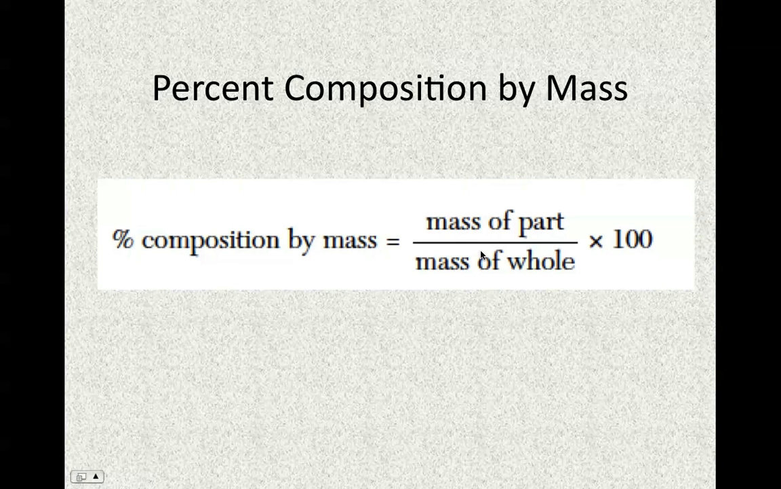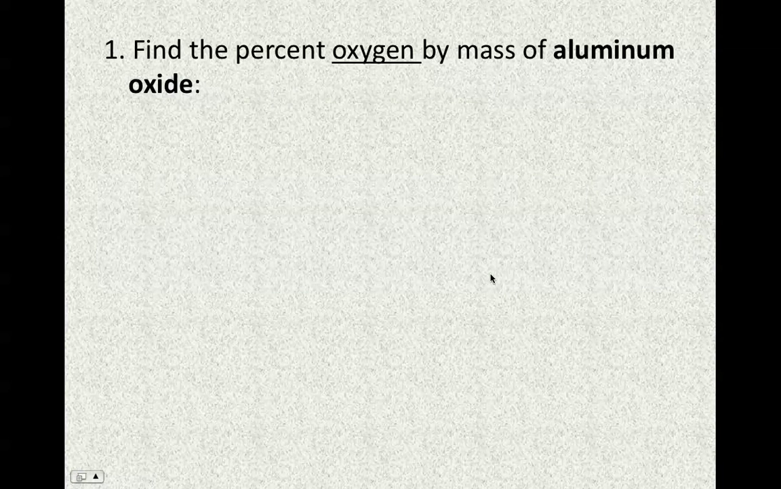You're going to see in our first two examples that the mass of the part is just the mass of a single element. The mass of the whole is going to be for the whole compound. So it goes back to how we calculate GFM. So in our first example, we're going to find the percent oxygen by mass of aluminum oxide.